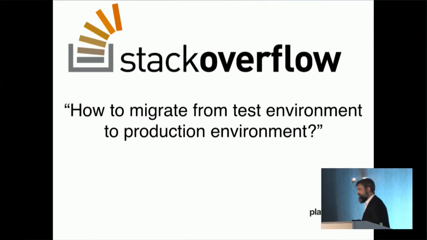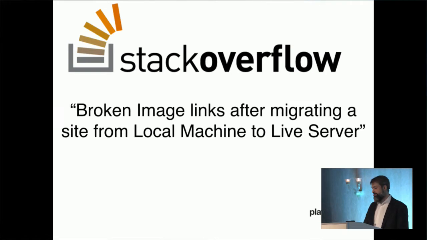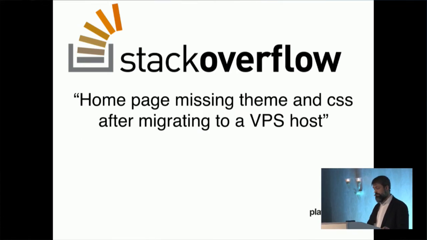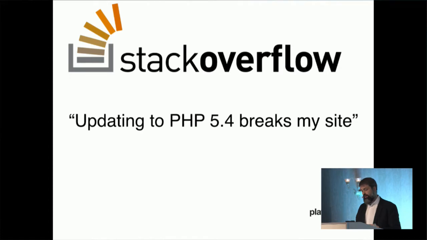So how do I know that this is a problem, and why should I even be talking about it? Go look at Stack Overflow. Pick any web application and just look at the problems people have. How to migrate from a test environment to a development environment. I've got broken image links after migrating from my local machine to a VPS or a live server. I've got my home page missing and the theme and CSS are gone after I've migrated.